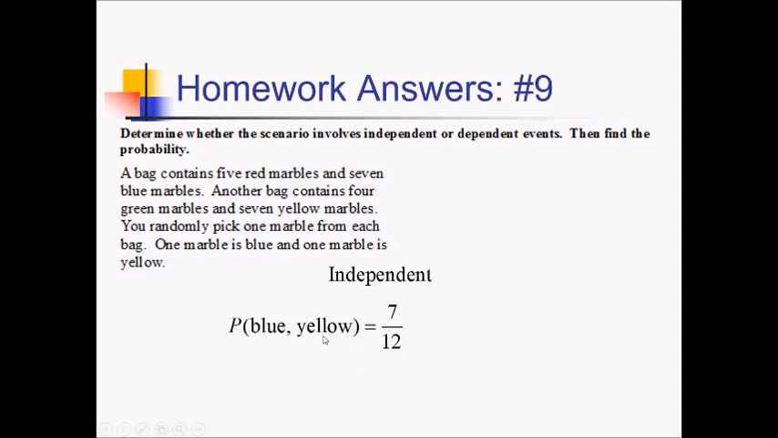Now for the yellow marble, this is a completely different bag we're choosing from, so the total outcomes are going to be different from this. So in our bag that has the yellow and the green marbles, we had 4 greens, 7 yellows. So there are 11 total marbles to pick from the second time around, because again, it's from a different bag. And now in this bag, they said that we had 7 yellow marbles. So that's going to be a 7 out of 11 chance of getting a yellow.